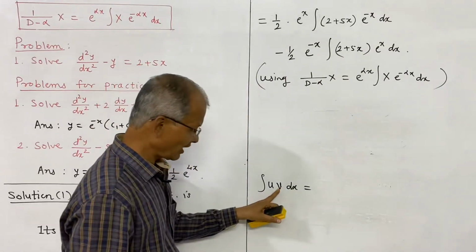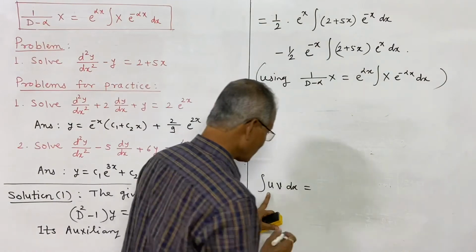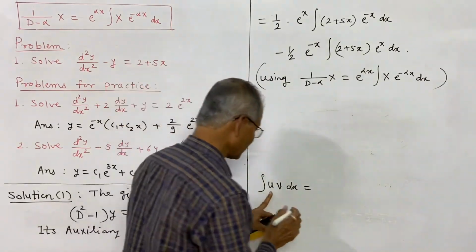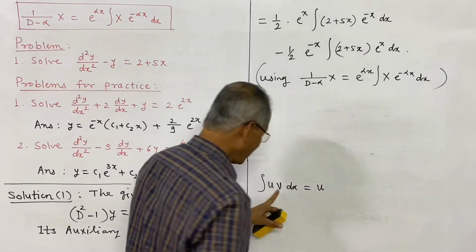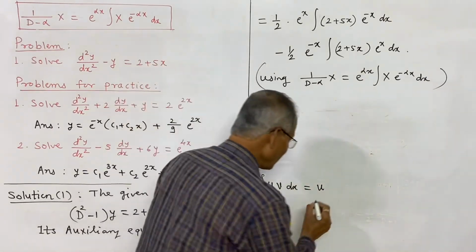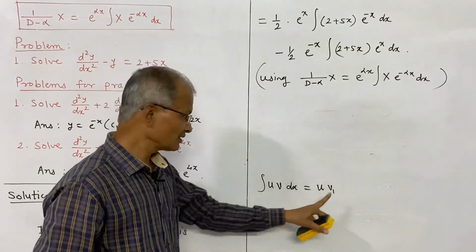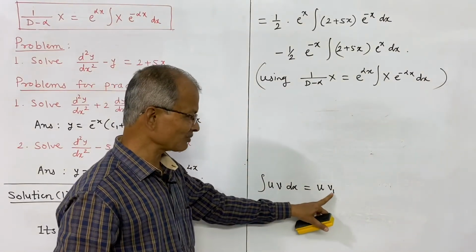So first function, and this is second function. So the derivative of the first function as it is, the first term is the first function as it is, means u, and integration of the second. So I shall write integration of second as v1. This suffix v1 stands for integration of v.